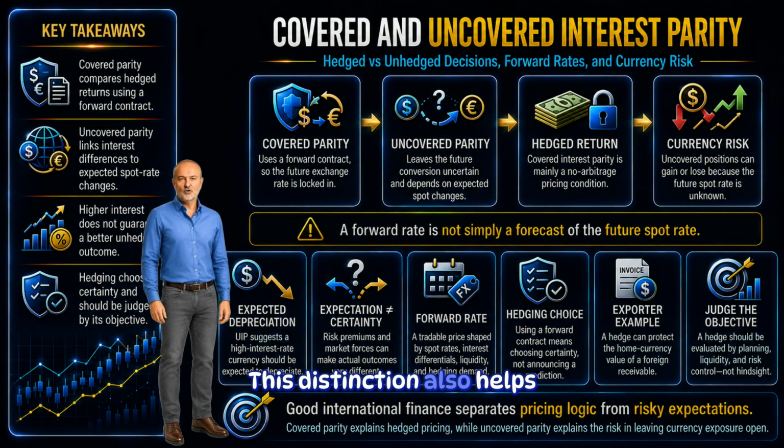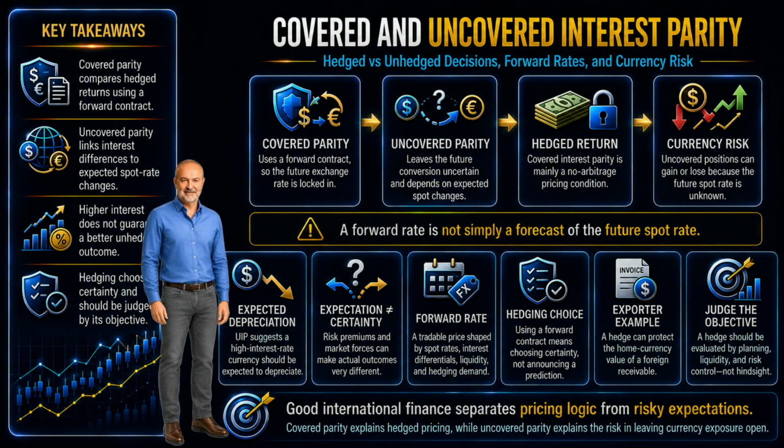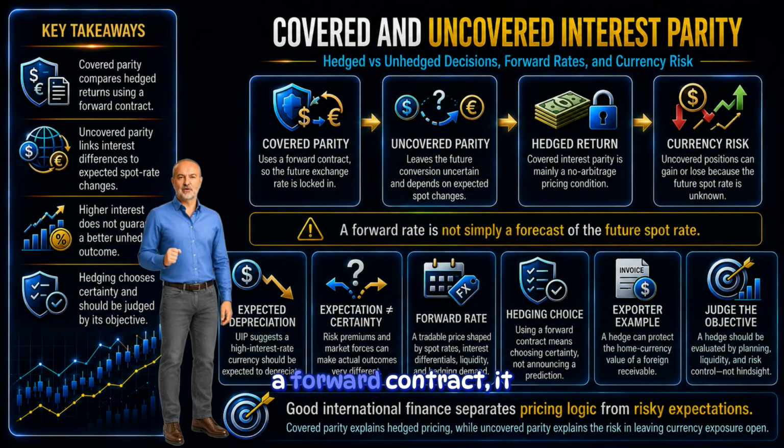This distinction also helps us interpret forward rates. A forward rate is not simply the market's forecast of the future spot rate. It is a tradable price shaped by the current spot rate, interest rate differences, liquidity, risk, and demand for hedging. When a firm uses a forward contract, it is choosing certainty, not announcing a prediction.